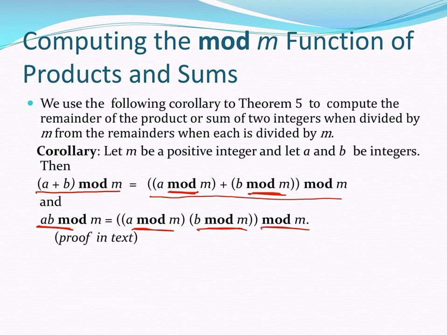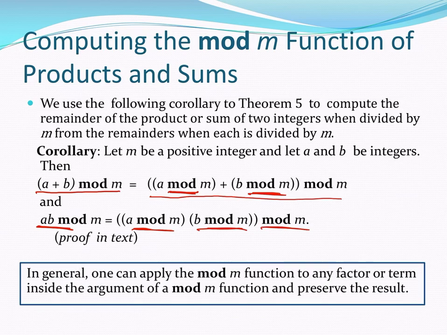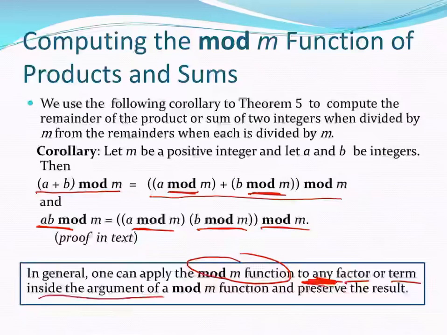What this means in general is that we can always apply the mod m function to any factor or term inside the argument of a mod m function and preserve the result. So if I have a plus b mod m and that's very complicated, a mod m is a smaller number than a and b mod m is a smaller number than b, and maybe easier to calculate the end result.